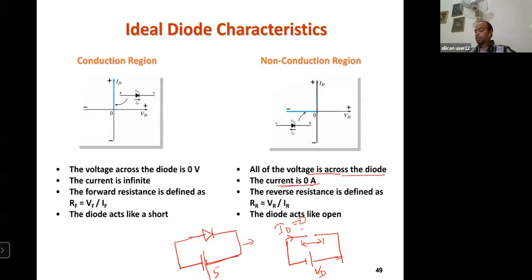And the reverse resistance is defined as VR by IR. That means whatever voltage I apply, suppose I am naming it as VR, and the current is equal to IR, let us say I have named it. So that is equal to nothing but infinite. VR by IR, how much is it? No current is flowing, so that is equal to infinite. Okay, and the diode acts like an open circuit. Okay, so this is just the characteristic. You just remember this one.